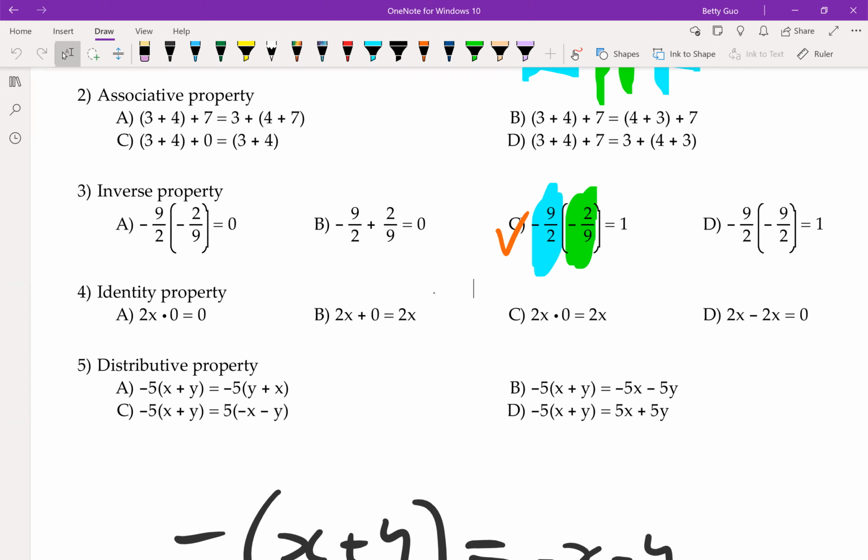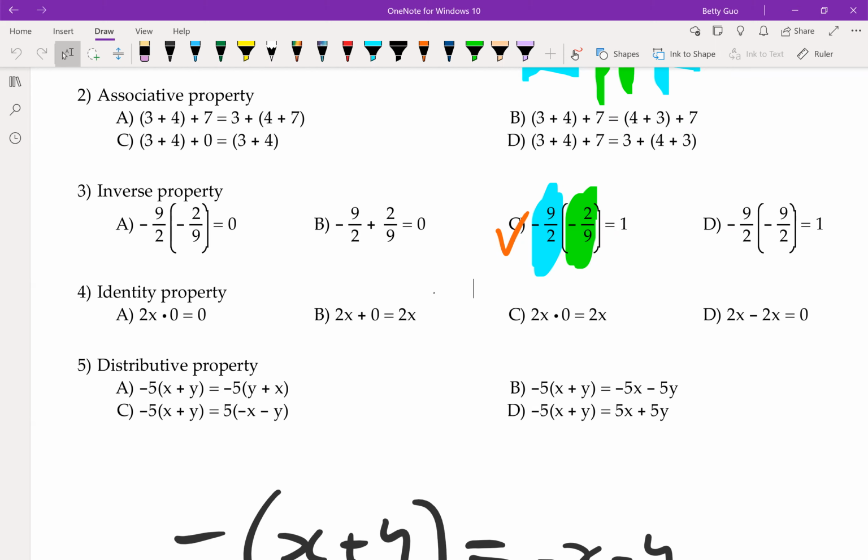What's the multiplicative identity? 1. 1 times any number is still equal to the number itself. 1 does not contribute in multiplication. So 1 is the multiplicative identity. Let's look at number 4. Look at A, B, C, D. Which one describes identity property?